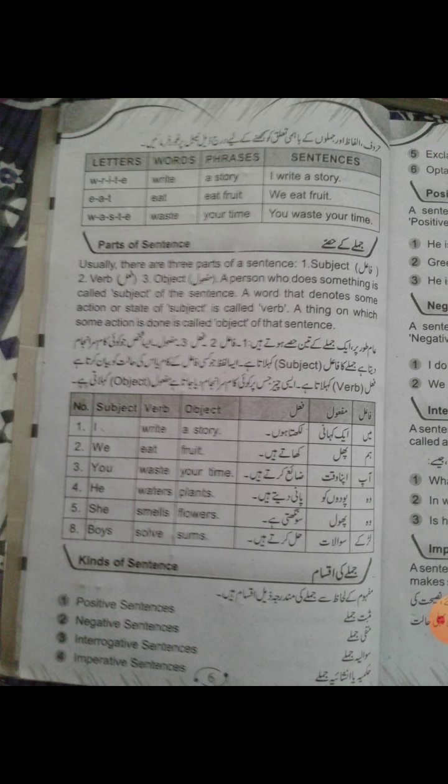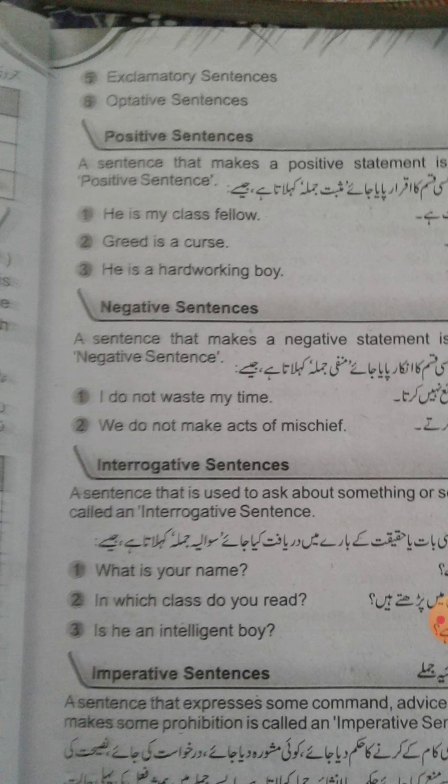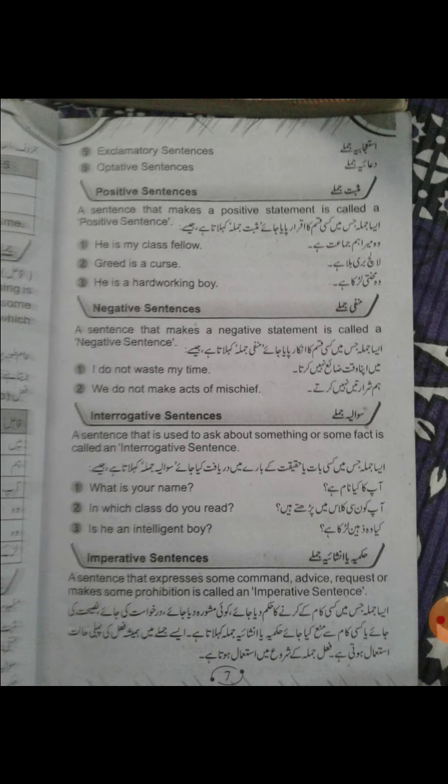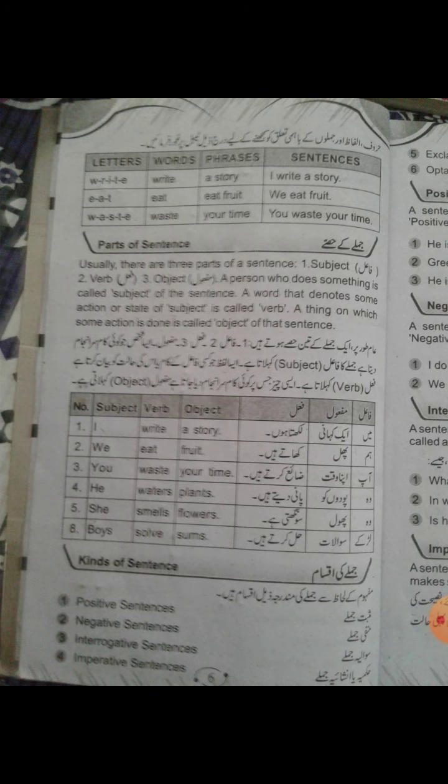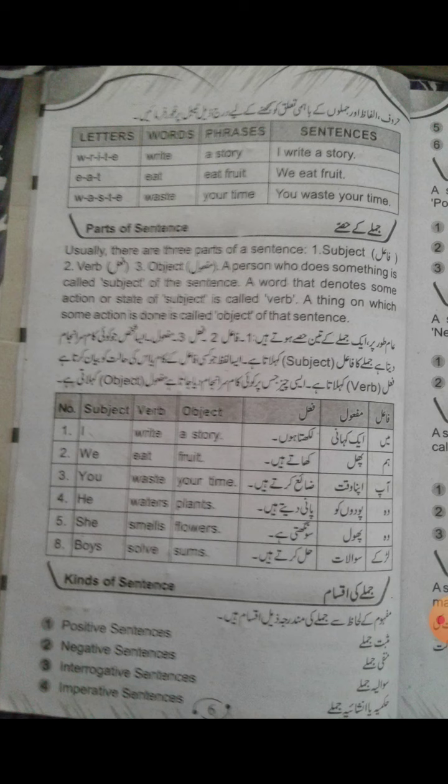Now we will shift towards kinds of sentences. How many kinds of sentences are there? In your 6th and 7th book, there are 6 kinds of sentences. One is the positive sentence, second is the negative sentence, third is the interrogative sentence, fourth is the imperative sentence, fifth is the exclamatory sentence, and sixth is the optative sentence. You have read the first 3 types of sentences in your lower classes.